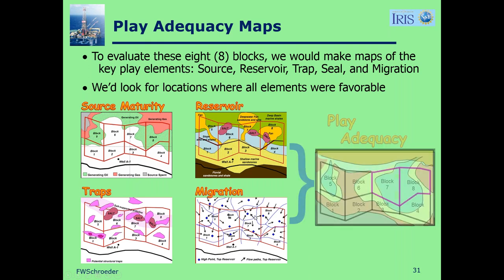I'll try to integrate all of those and come up with what's called a play adequacy map, again, using a traffic light color scheme. So green is the favorable areas. Red would be an area where one or more of the play elements is not favorable. And yellow is the gray area where we may have the right conditions, but we might not.